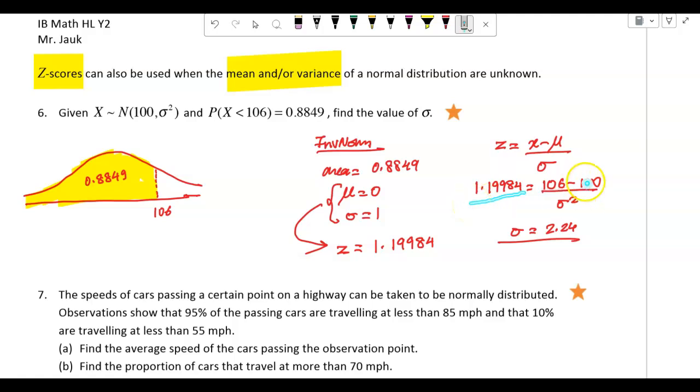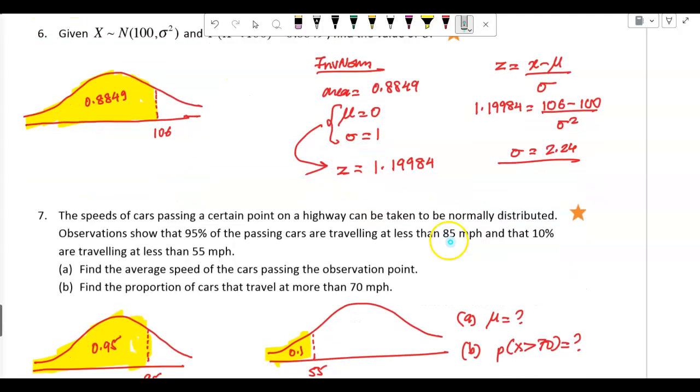And the mean we know is 100. You have to find the variance and use this to find the standard deviation. So the formula for Z is X minus mu over sigma. So basically the Z score is used to find the mean when standard deviation is given, or to find standard deviation when mean is given. Got it.